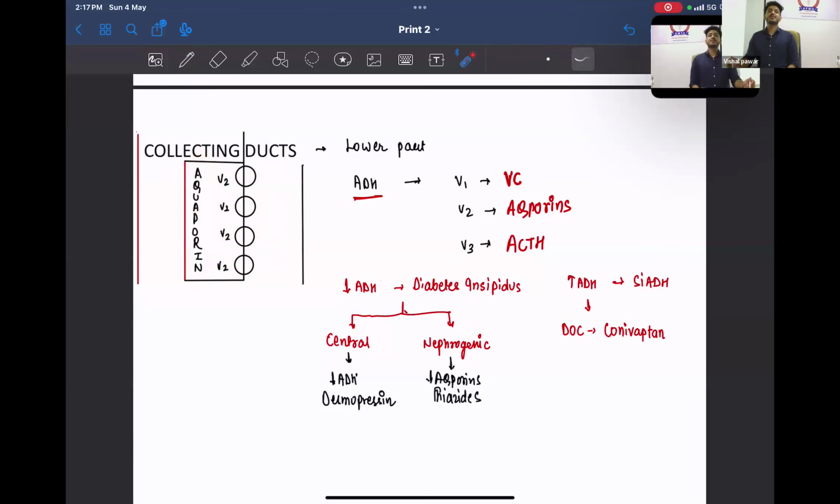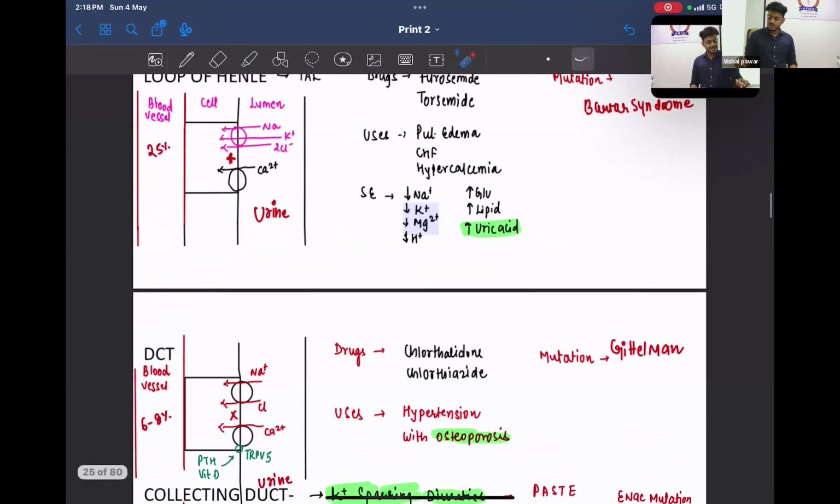Remember two examples you have written. Blood and aquaporins are facilitated diffusion. That means do they need energy? No, they do not require energy. They will take care of the water and they will absorb all the water automatically. Right?